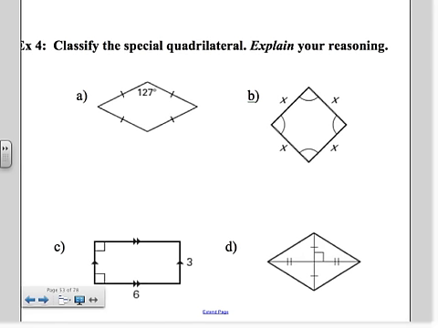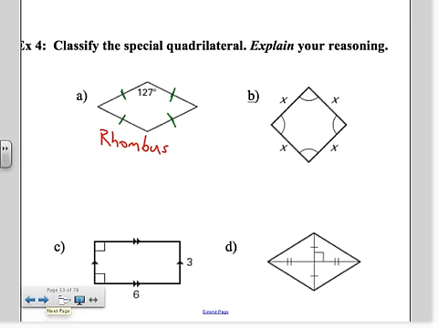Example 4 says classify the special quadrilateral. So we want to be as specific as possible. Figure A here, all they tell me really is that all sides are congruent. Therefore, the most specific conclusion I can draw here is that it's a rhombus. It's also a parallelogram, but a rhombus is a parallelogram. So that's enough there to say that that figure is a rhombus.